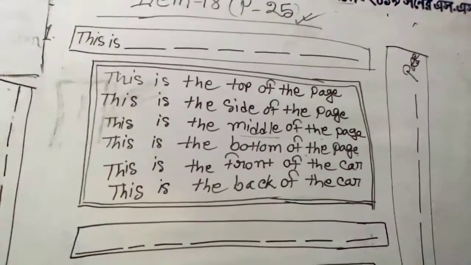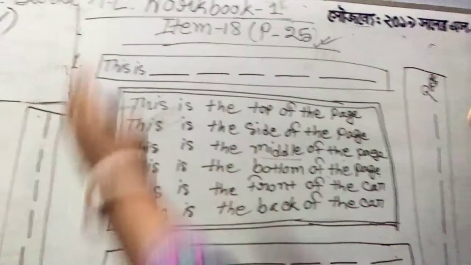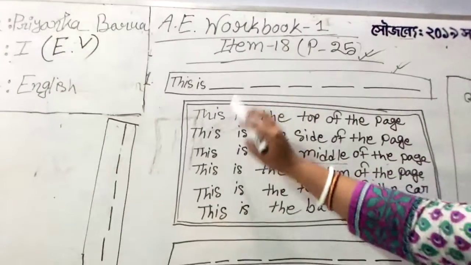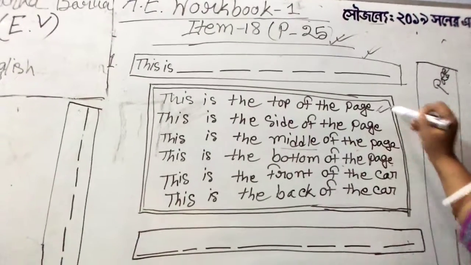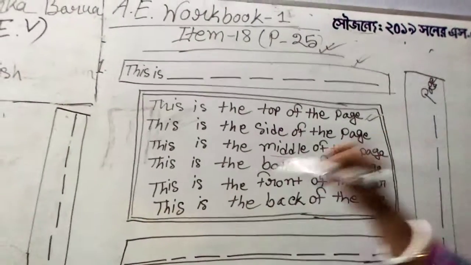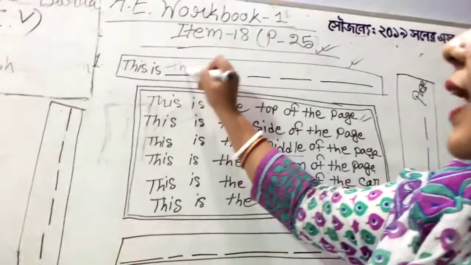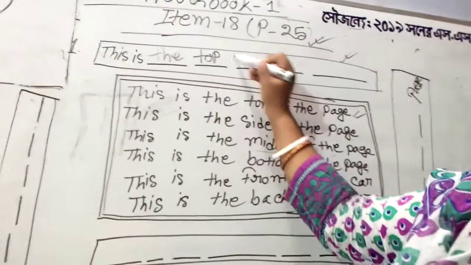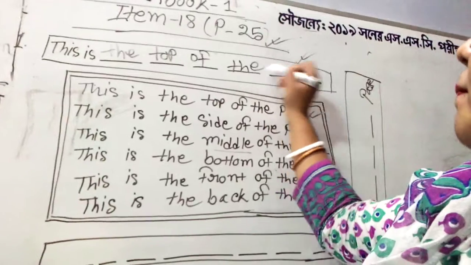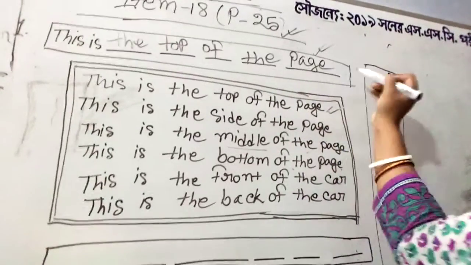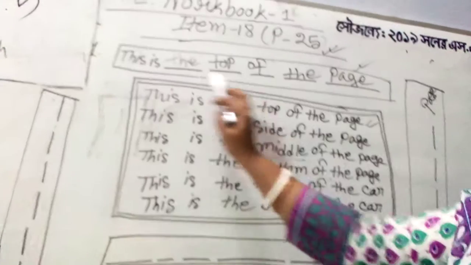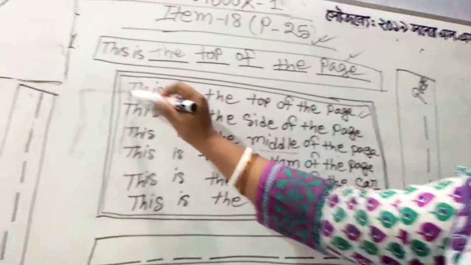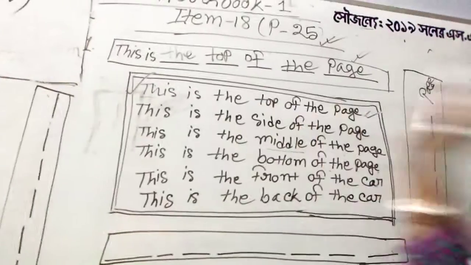Suppose it's a page. If it is a page, what is it? Isn't it the top of the page? Yes, our first option is the very first sentence, that means the very first line: this is the top of the page. So one is done. Please write the answer down, that this is the top of the page. Number one is done.